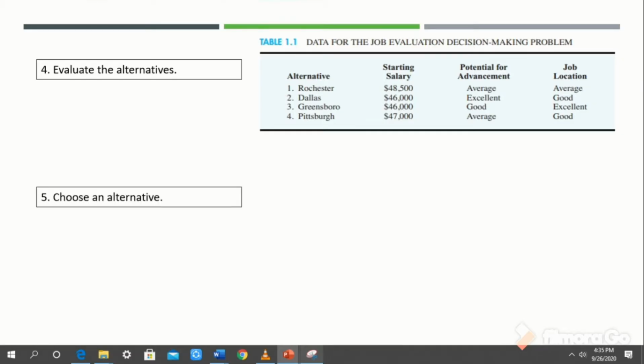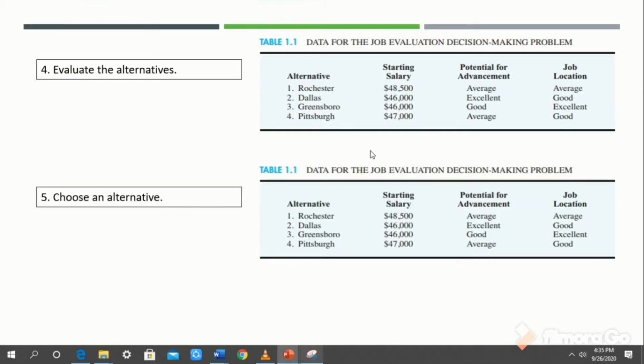So, proceed ka, number 5, choose an alternative. So, pag human nimo og assess nila, for example, pila man akong starting salary diri, 48, dako ni siya. Pero ang iyang potential for advancement and job location average ra man. Diri ang job location excellent, pero ang akong starting salary di kaayo dako. Mao siya pinaka-less, okay ra, 47. Pero ang akong job location good ra man, di man medyo layo siya.